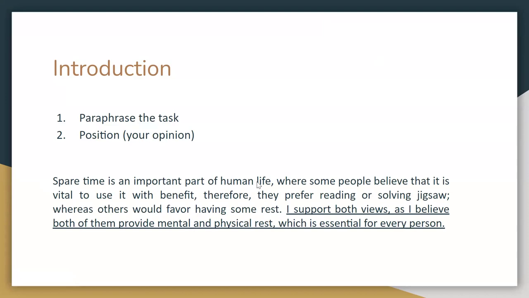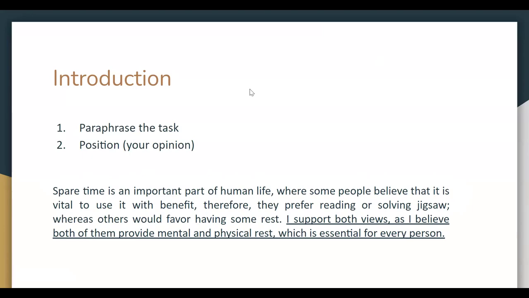Spare time is an important part of human life, where some people believe that it is vital to use it with benefit. Therefore, they prefer reading or solving jigsaw. Jigsaw is actually a synonym of puzzle, whereas others would favor having some rest. So do you see that here I did not change anything. I didn't add any new ideas. I just literally paraphrase it. I hope it's understandable. So is it clear regarding the very first sentence? Yes, it is. Okay, thank you so much. Yeah, so very first sentence, again, paraphrasing the task.